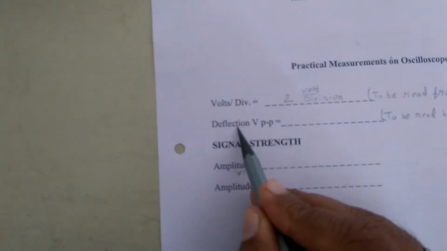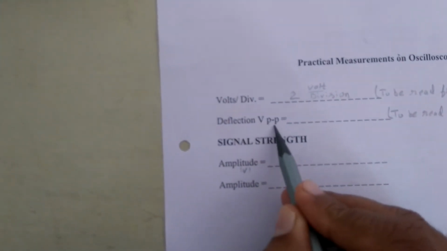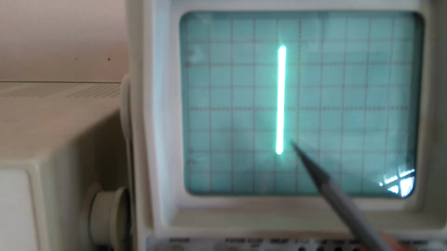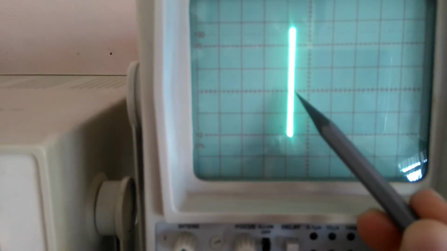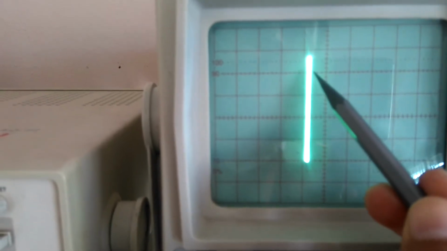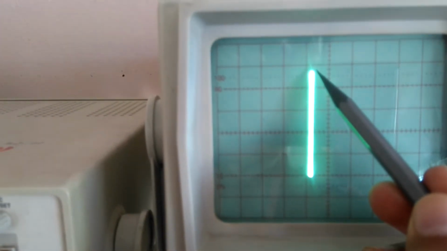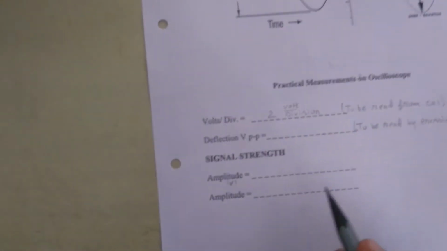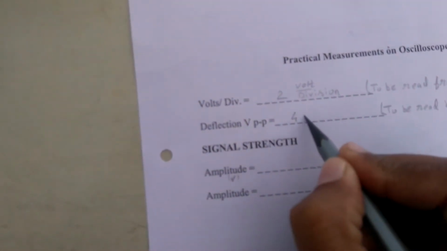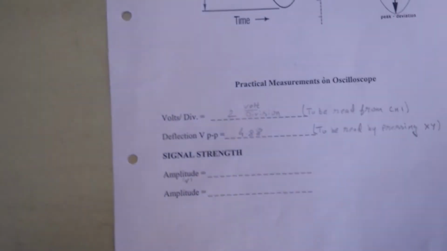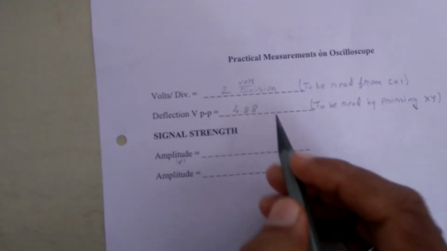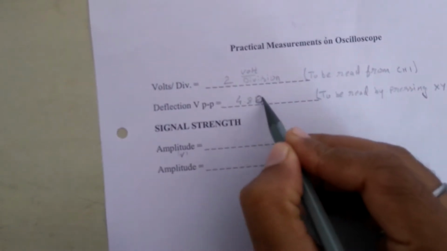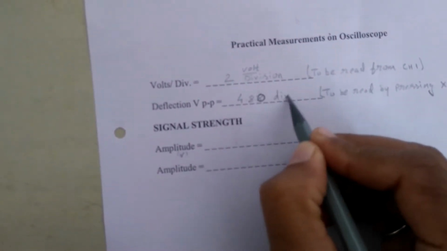Now we have to find the peak to peak deflection. We have already found how many divisions there are for peak to peak. This is 1 division, 2, 3rd, 4th, and 4.8. So we have to write it down here, 4.8 divisions.